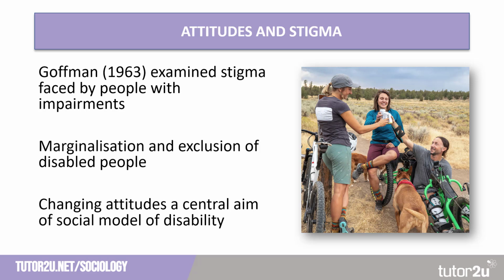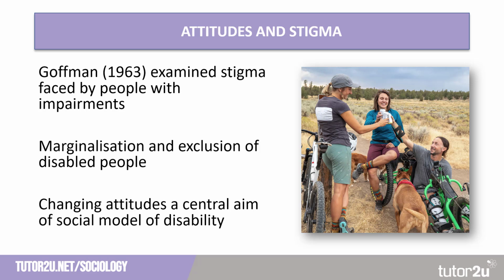Attitudes towards disability significantly influence the lived experience of disabled individuals. Sociological research has extensively documented how stigma and negative stereotypes contribute to the marginalisation and exclusion of disabled people. Erving Goffman's work on stigma, which we have covered in this series, provides a foundational understanding of how societal reactions to physical, cognitive and sensory differences can lead to social isolation and internalised oppression.